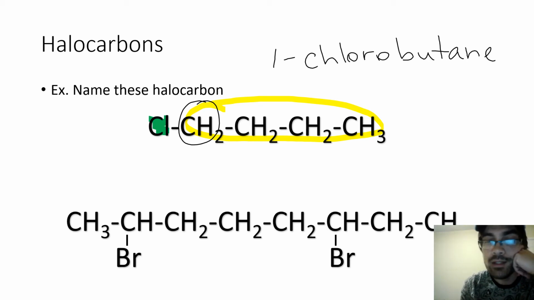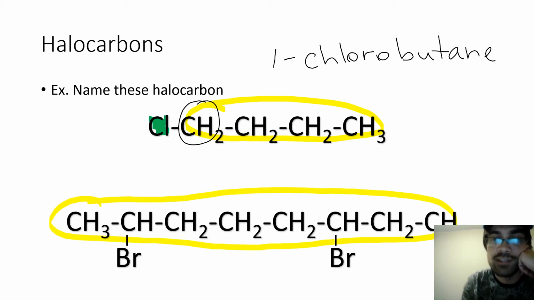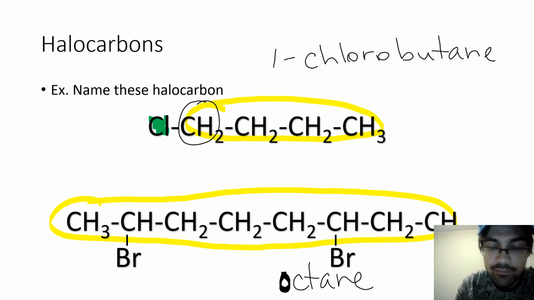Okay? Next one. We have a longer chain right here. Nothing fancy, didn't try to branch these to trick you or anything. But in this case, let's just count out our carbons. There's 1, 2, 3, 4, 5, 6, 7, 8 carbons. So that means our base is an octane. Octane. Okay. And in this case, we have our bromines here and here.